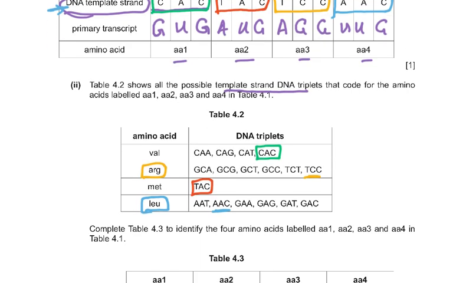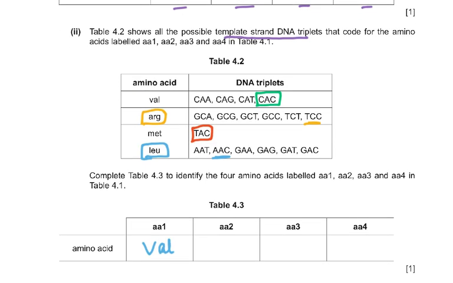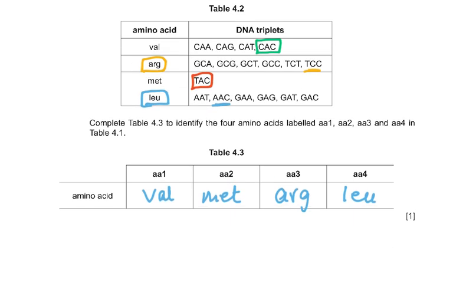Now complete 4.3 to identify the 4 amino acids. So amino acid number 1 would be what? Which is amino acid number 1? Would be valine or VAL. Then amino acid 2 would be MET or methionine. And amino acid 3 will be ARG. And then this will be LEU. So this wasn't a very difficult part. And there's only one mark for it. That just shows you how easy it was to score in here.